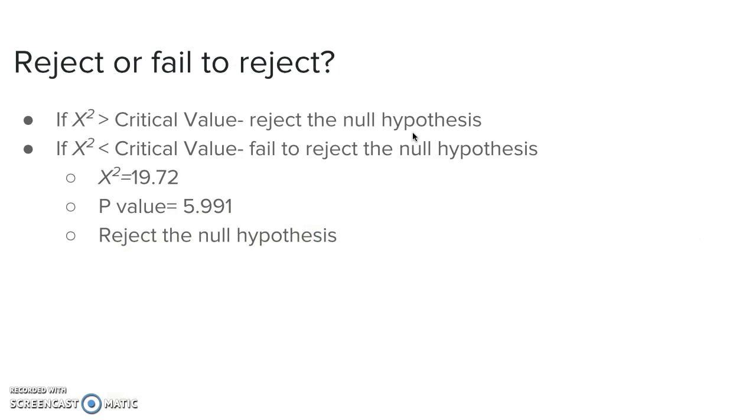So once you get that value, you can now decide whether to reject or fail to reject your null hypothesis. If chi-squared is greater than the critical value, you reject the null hypothesis. If chi-squared is less than the critical value, you fail to reject the null hypothesis. In this case, chi-squared equals 19.72 and the critical value was 5.991. So you would reject the null hypothesis.